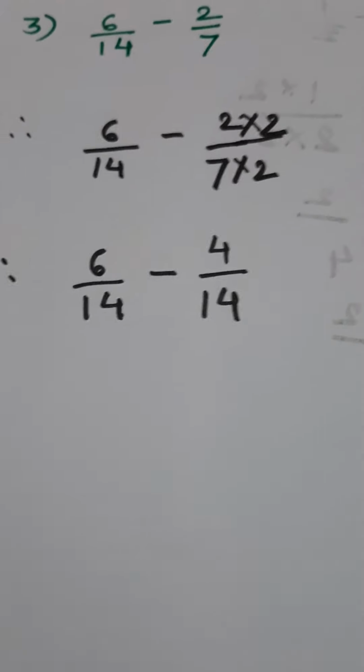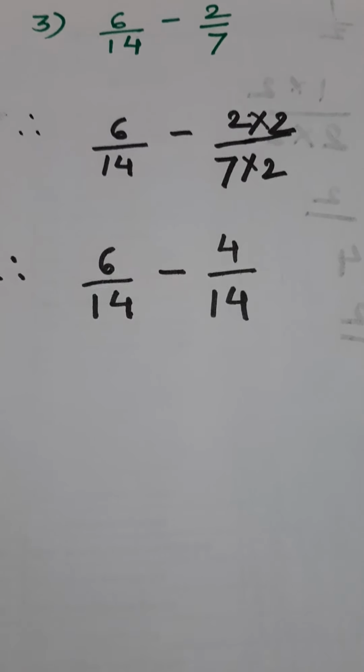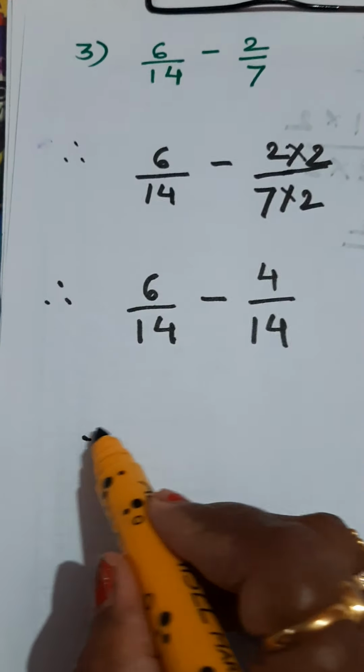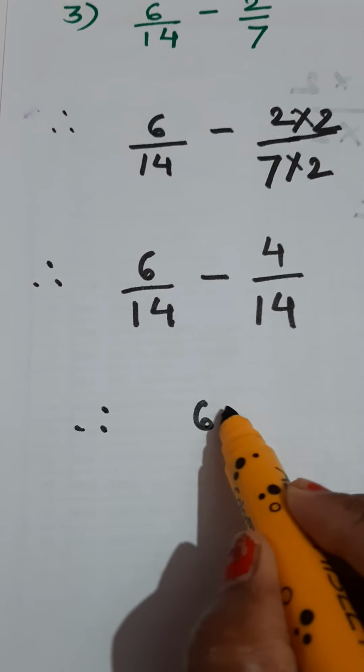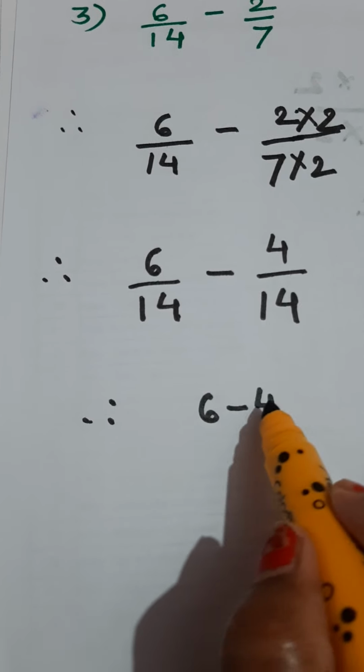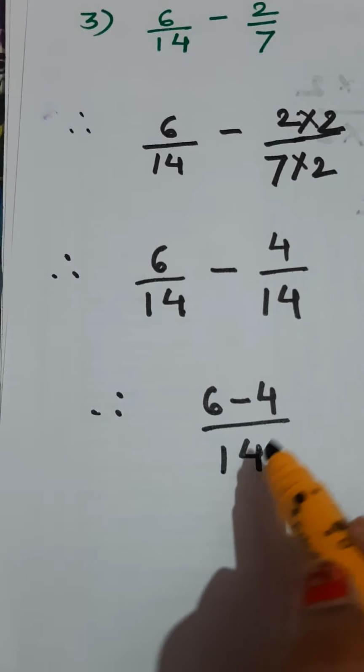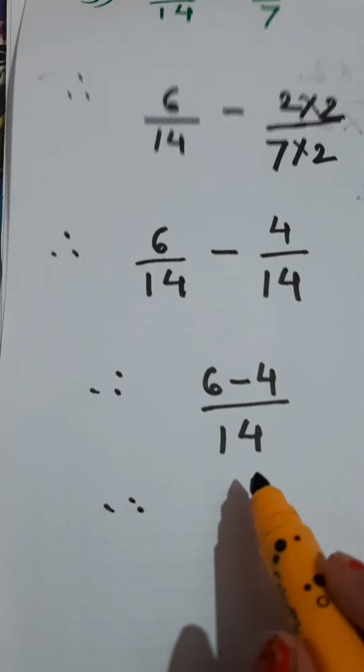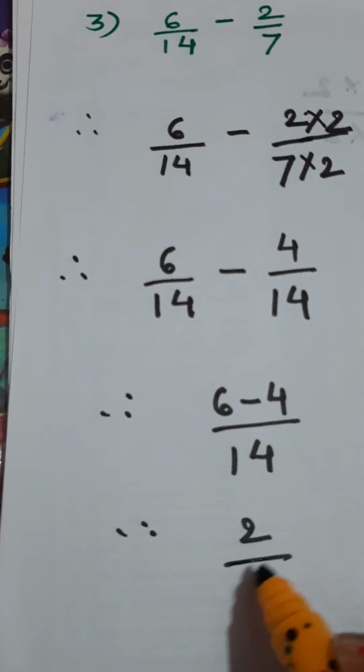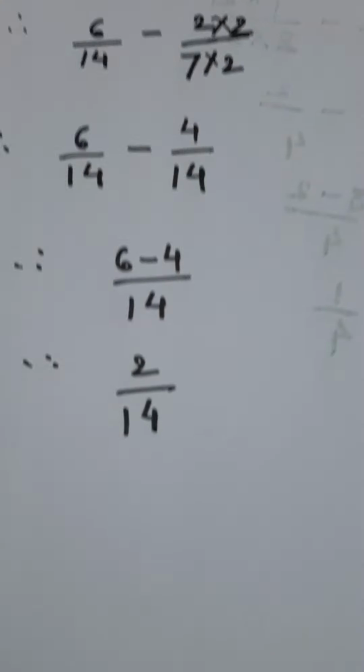Now see, they are like fractions. So it is easy to subtract. Give them the common denominator. 6 minus 4 upon 14. Therefore 6 minus 4 is 2 upon 14.